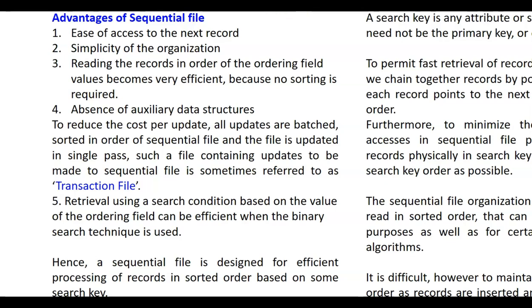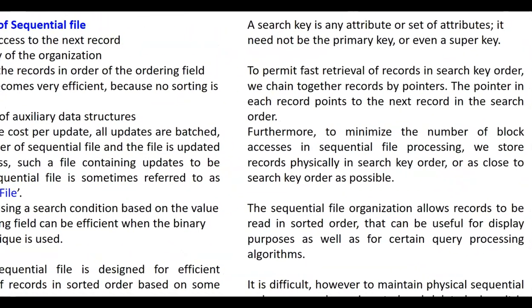So you'll find that this is at least much better than the first file organization, which is unordered, because with unordered, it has to use what we call a linear search, where each and every particular block has to be copied to the buffer and then searched. So the search key is any attribute. Remember, the search key doesn't have to be a primary key. It can be any attribute, or a set of attributes that you're going to use as the search key.